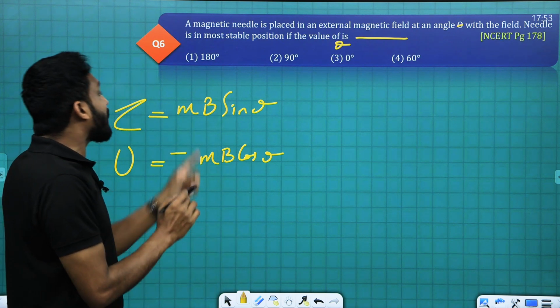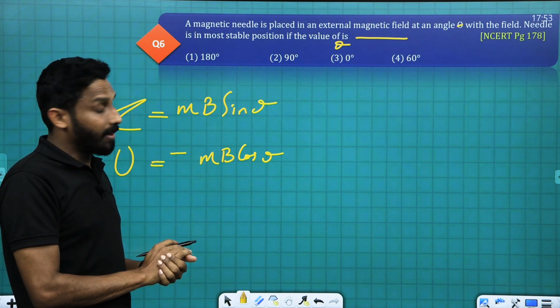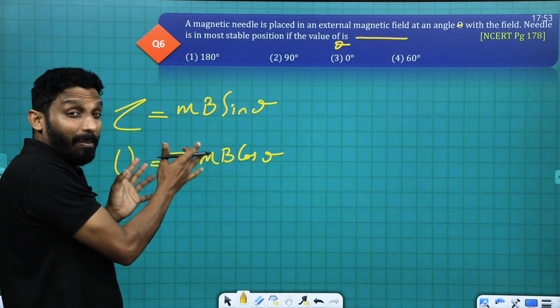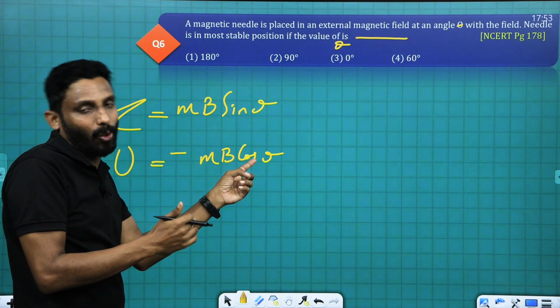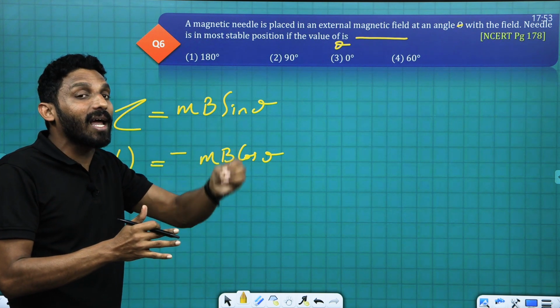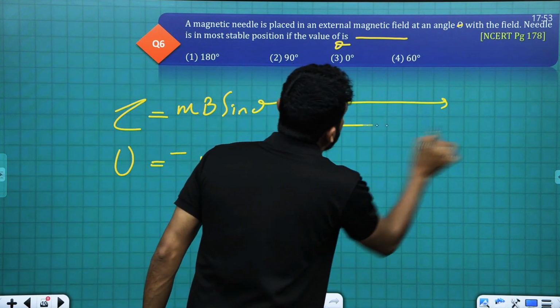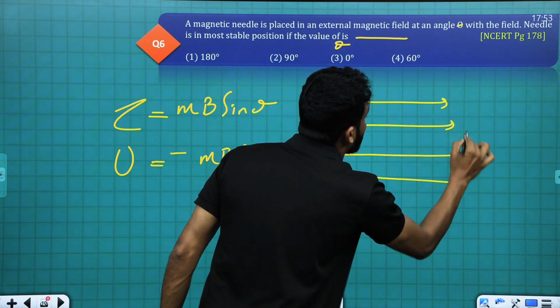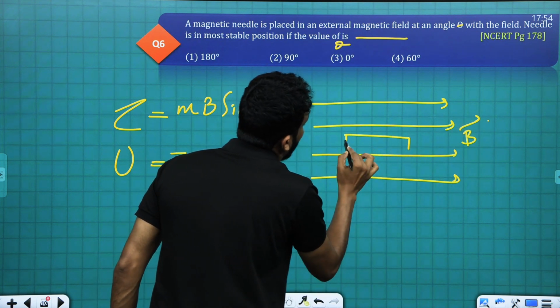Torque will be 0 when theta is 0 degree or 180 degree. But potential energy will be minimum when theta is equal to 0 degree. And minimum potential energy is the most stable case. That is, the dipole is aligned in the same direction of the field.